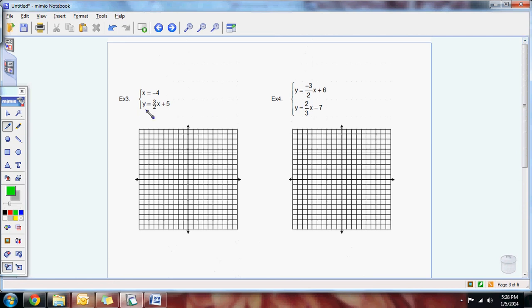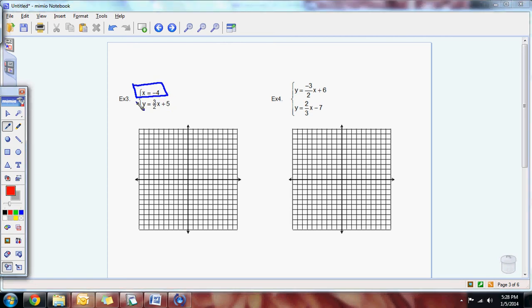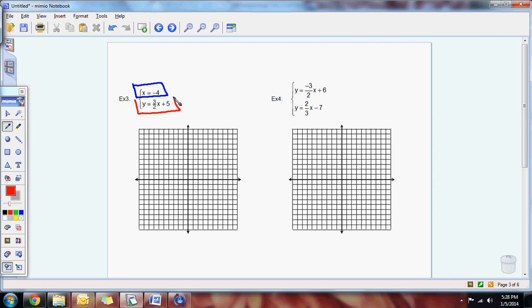Example number 3 looks a little strange, but let's talk through it. So again, we have another system of equations here. Here's our first one, and we have our second one. So you might be thinking, that first one looks a little weird. So let's go ahead and start with the not weird one that's in slope-intercept form. So here's our b, here's our m.